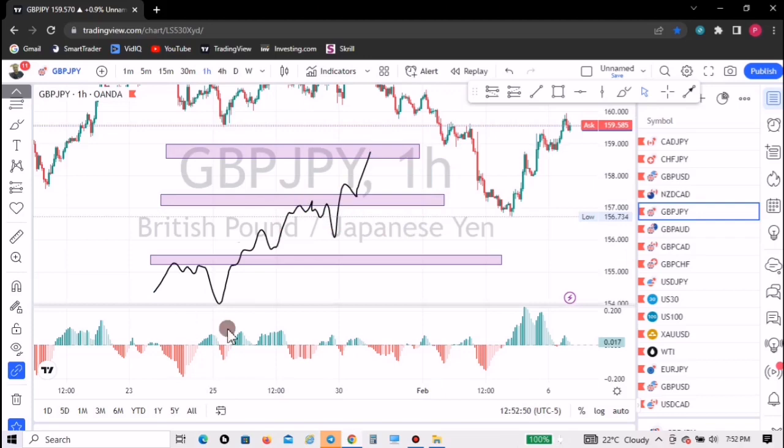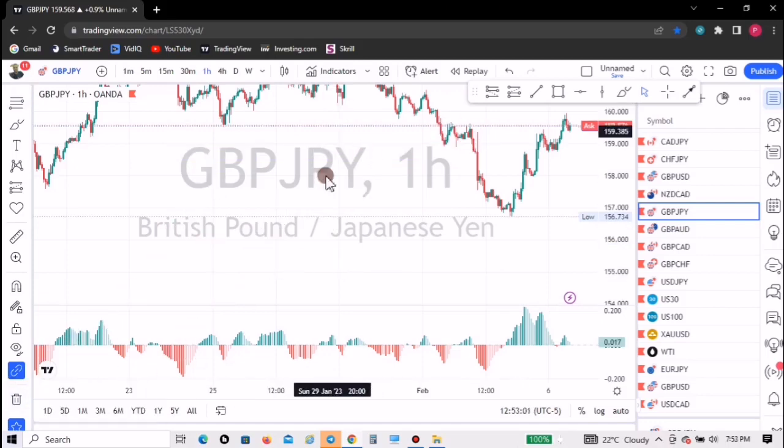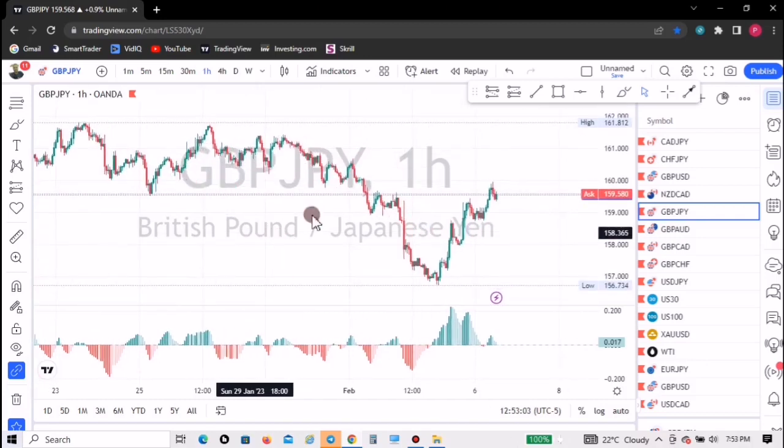So now the question is, how do you identify these key levels in the market? There are traditional ways of identifying this without any indicator. You can just highlight the lower lows and the lower highs. Those are your key levels.